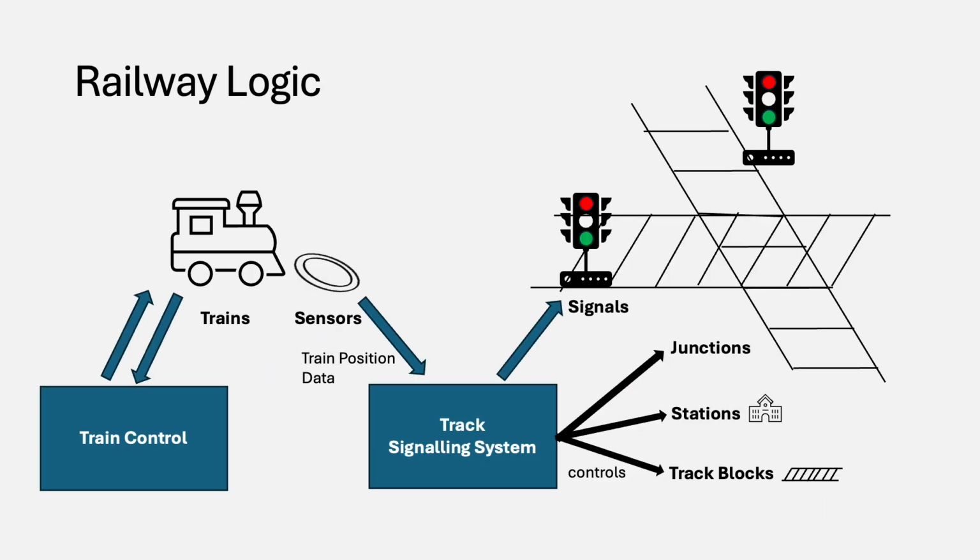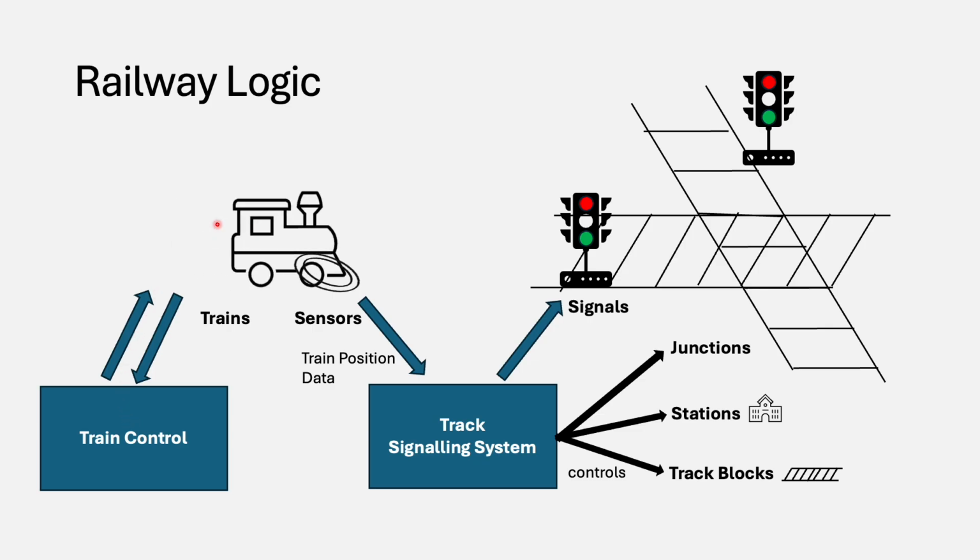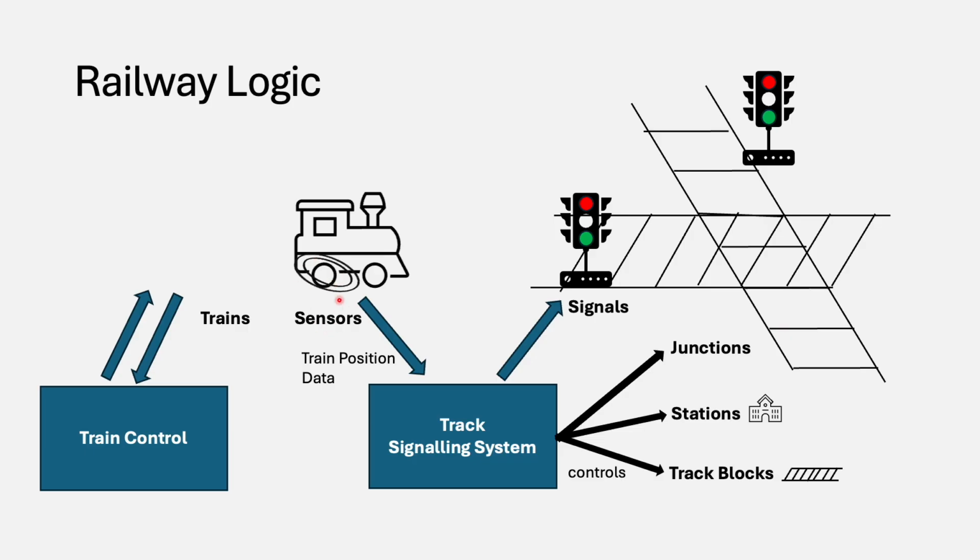The train's power and speed are controlled by a virtual machine that handles train controls. As the trains move along the track, position sensors detect these movements. They send the train position data to the track signaling system, which we will go into further detail later on. The track signaling system sends its output to the signals, which the trains will read and act accordingly to. This controls when and where these trains can move. This includes moving across junctions, stations, and track blocks, which are controlled by one virtual machine each.